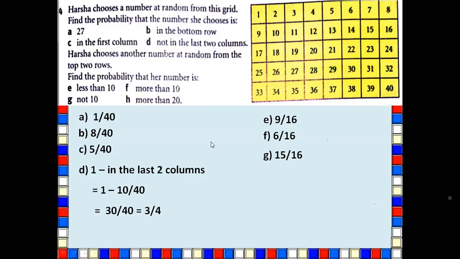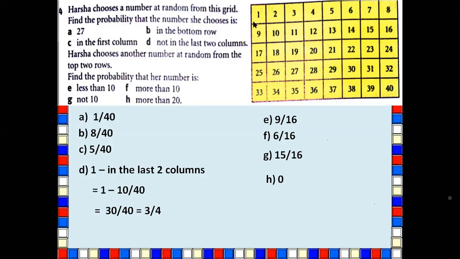Oops, someone raised her hand, I don't know who she is. Haneen. Part H, Haneen. More than 20, it's 0. Yes, excellent. It's a 0, because from 1 to 16, we don't have any number which is more than 20. So the answer is 0. You can just write it as is, 0. Okay?